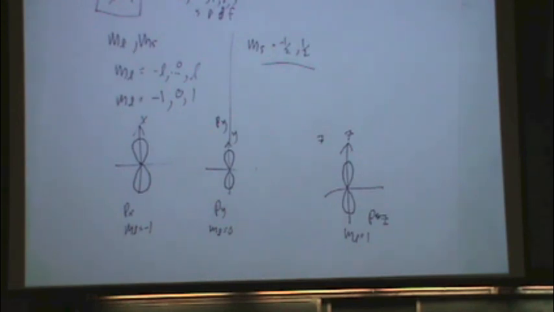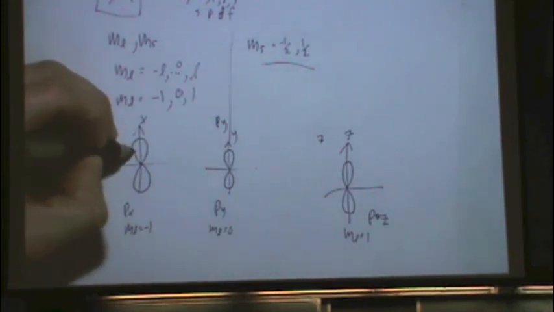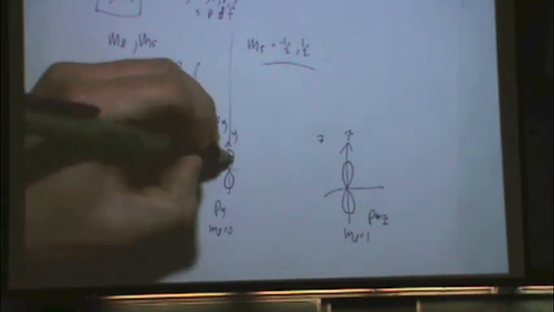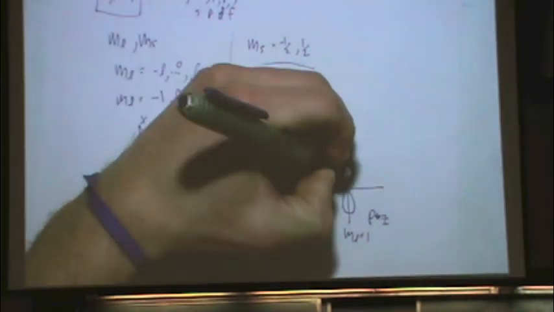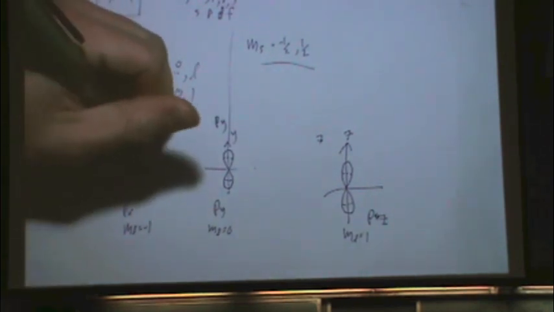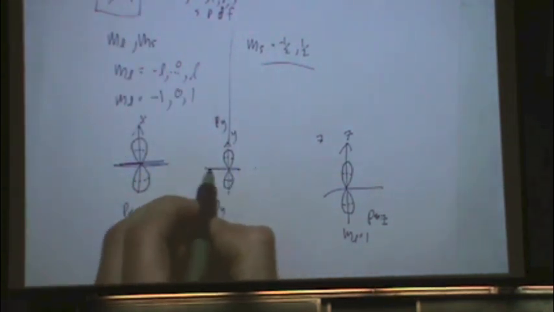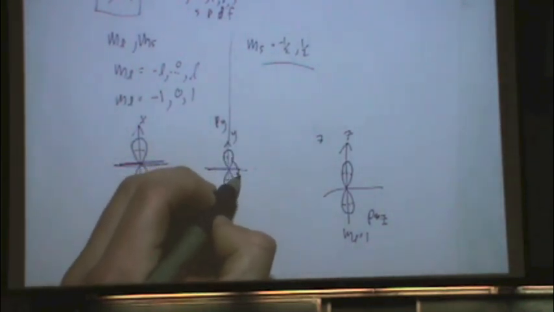Okay, so now let's talk about the nodes. I didn't draw this completely correct. There's a radial node right here in all of them. There's also an angular node. The angular node just goes like this. It's pretty much along this plane, so that no electron can cross this.